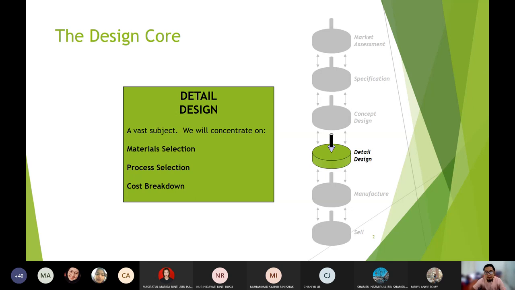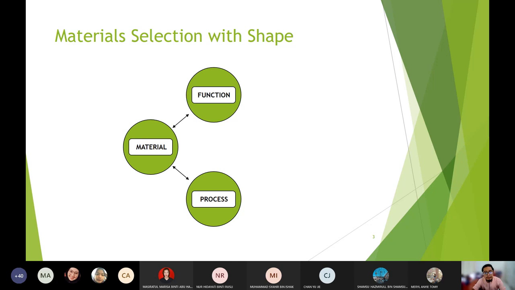The detail design is a really vast subject. How you choose materials, even as you did with your midterm, there is a structured method to deciding a material, and likewise a method of deciding the process. The process we'll talk about in the second half of the semester, on how to choose a process and how we relate the process with the material being used.